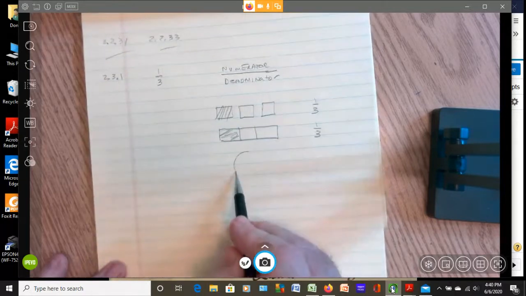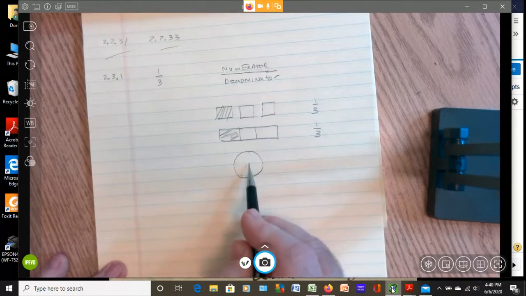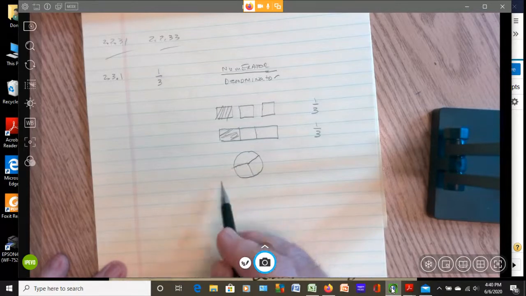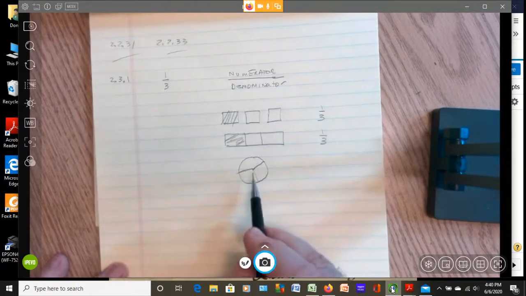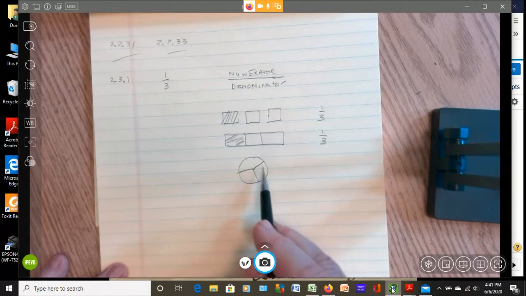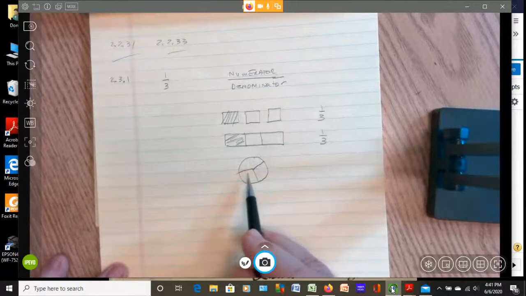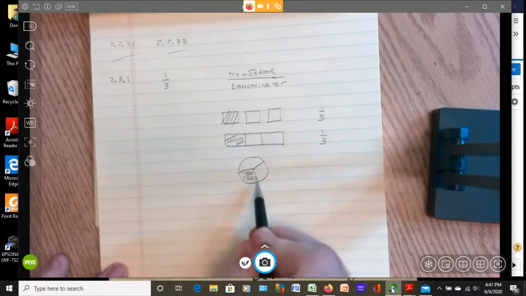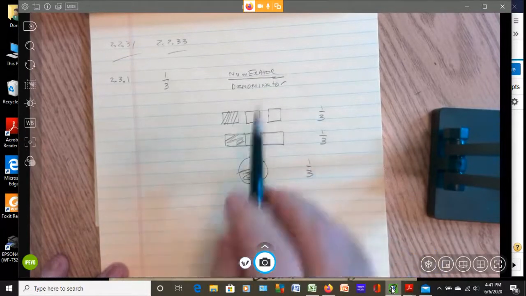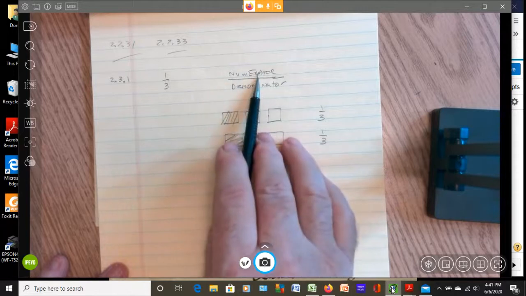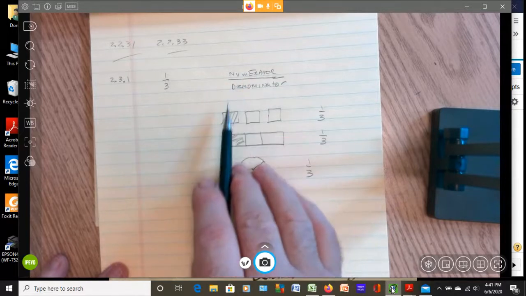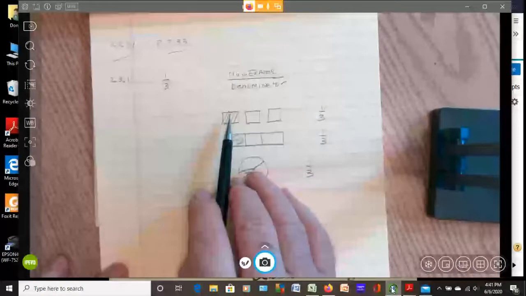Now, a lot of times the examples are going to use circles, and circles are a little harder to do, right? But we have this circle, and give me credit for trying. This circle has three parts, 1, 2, 3, and I'm going to shade one of them, and this would be 1/3. So just terminology, the top number is the numerator, which counts how many of the items you have. In this case, we have 1/3, 1/3, and 1/3.